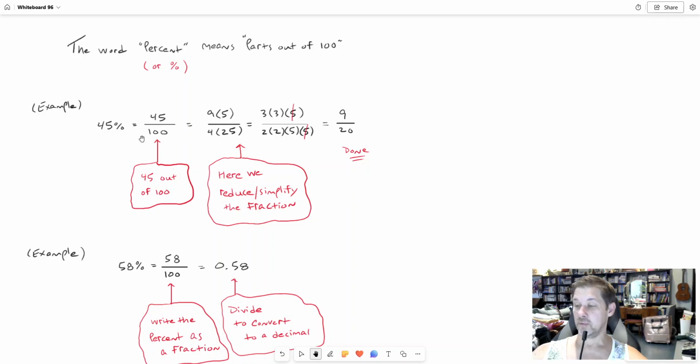I do the same thing with 100. I factor it down as much as I can. I'll say first, 100 is 4 times 25. 4 is 2 times 2. 25 is 5 times 5. So I've got to factor it down all the way.